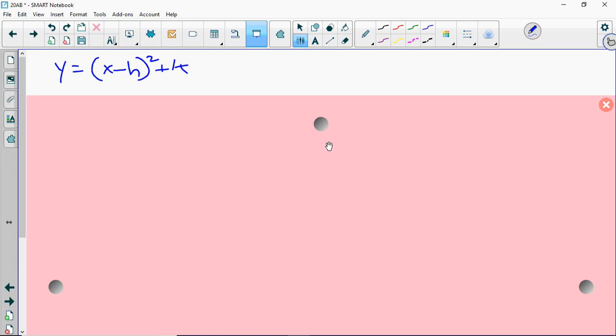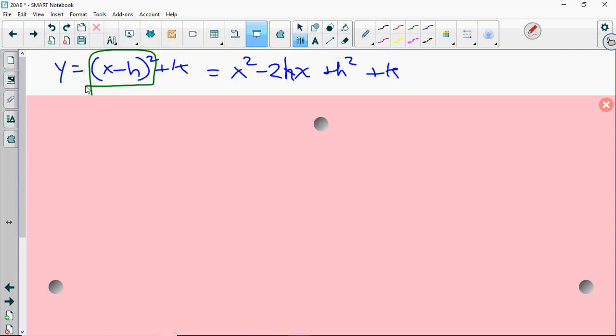And it'd be nice if we had a way to convert between the two of them. Well, if I have vertex form, and this is just a simple one here, if I wanted to convert that into standard form, it's easy enough. We're going to expand the (x minus h) squared. So that's going to give us x squared minus 2hx plus h squared. And then we're going to combine that with the k.